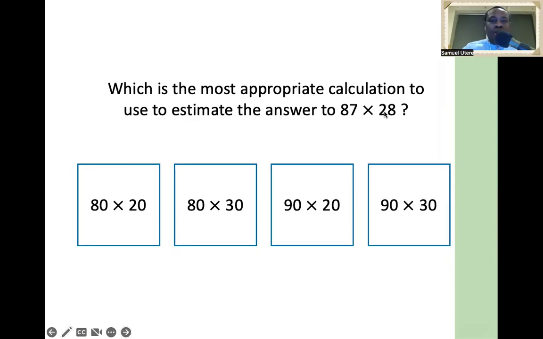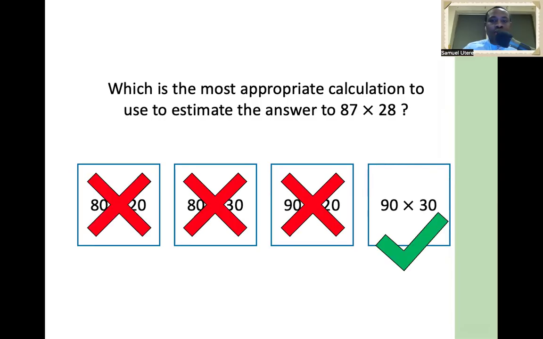For this one, the case is the same. 30 is closer to 28, but 80 is not closer to 87 compared to 90. It's the same for that one. 87 is closer to 90, but 28 is not closer to 20 when you compare it to 30. So these calculations would not work, rather this one.